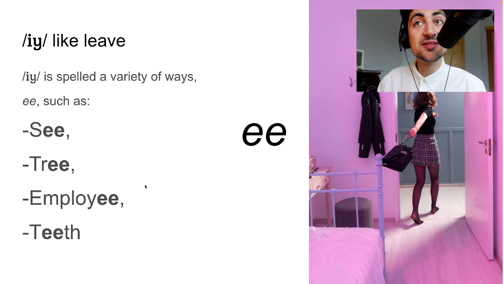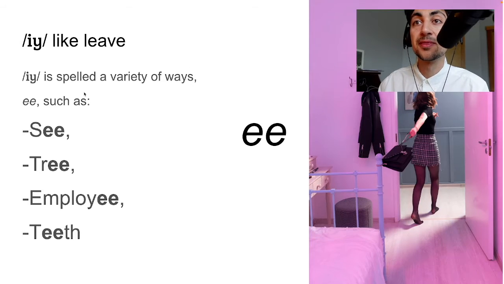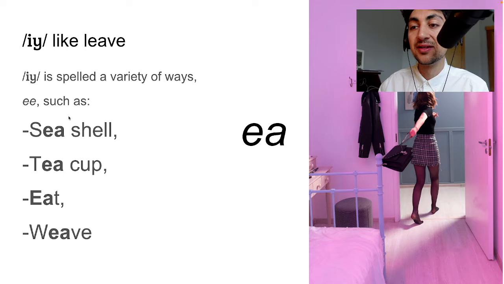Now let's compare this to the vowel E, like beach. I went to the beach. Versus live, like I, versus I, like live. So common spellings for E, like in leave or beach. Here this woman is leaving. Spelling of E, see, tree, employee. We looked at that, right? Here's another one. EA, see, shell.